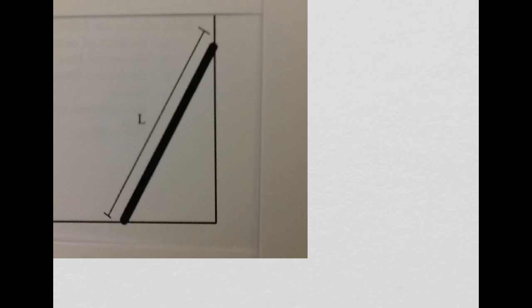Let's diagram the forces on the ladder. We have a frictionless wall, so we have a normal force coming out of the wall, hitting the surface of the ladder. I'm going to call that F normal wall. Then I have a normal force coming up from the ground. I call that F normal ground.